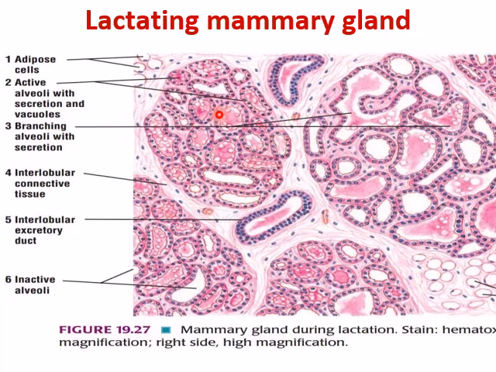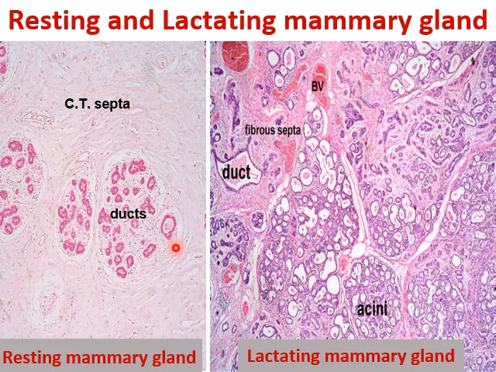If it is lactating mammary gland, you can see acini containing milk. As you see, this is the lobule, formed mainly of acini containing milk. The connective tissue is reduced. Again, dear students, this is resting and this is lactating mammary gland. Here the connective tissue septa are more, here less, here containing the alveoli or the acini containing the milk.